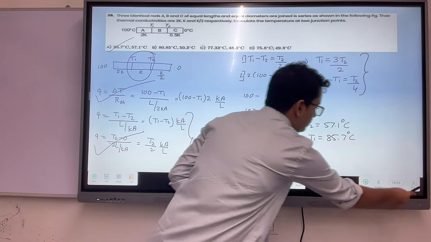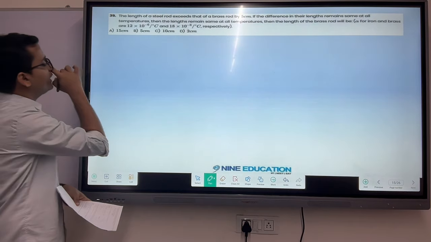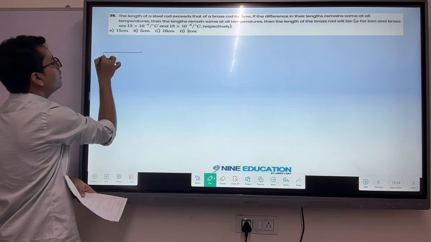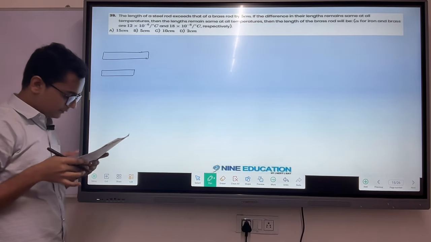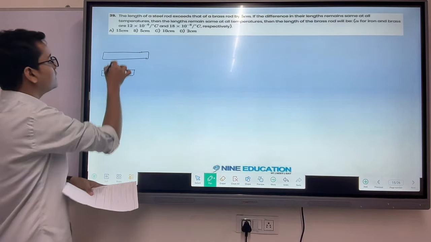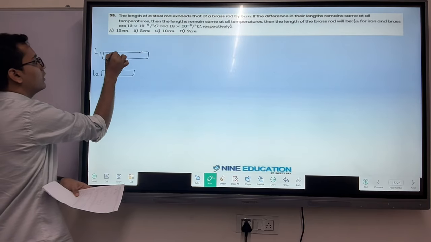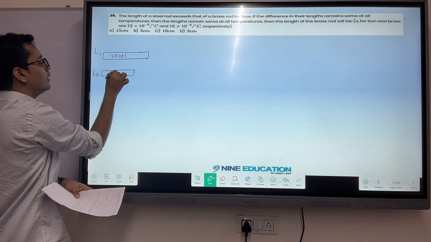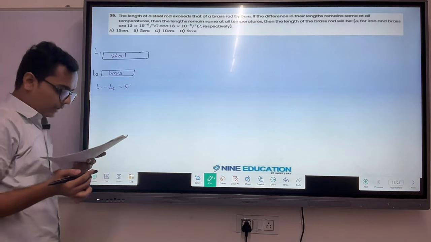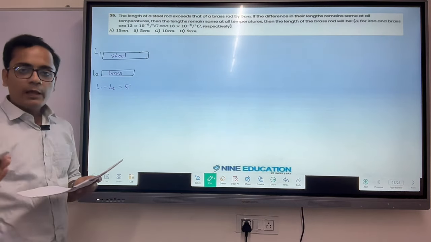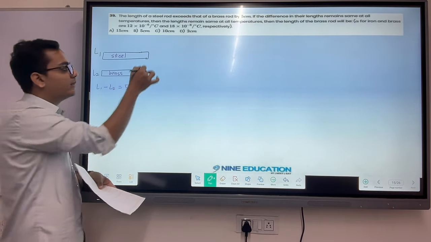Yes, clear? Next, in this question they are saying there is a steel rod which is longer than the brass rod by 5 centimeter. So L1 is steel, this is steel and this is brass. So they are saying L1 minus L2 is equal to 5 centimeter. And they are saying the difference in their length remains the same even if you increase the temperature. So this is the thermal expansion problem.